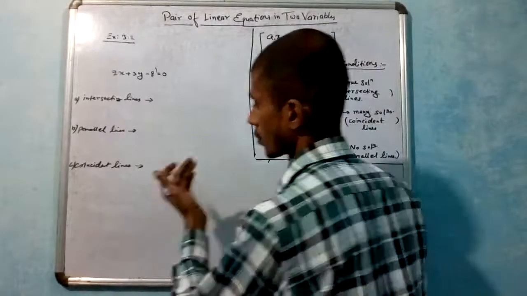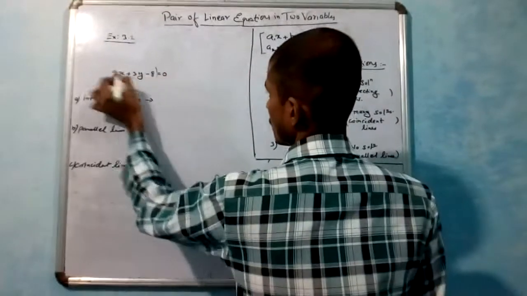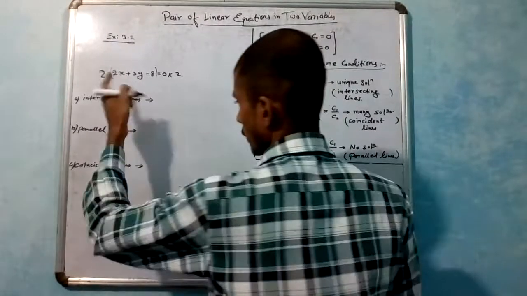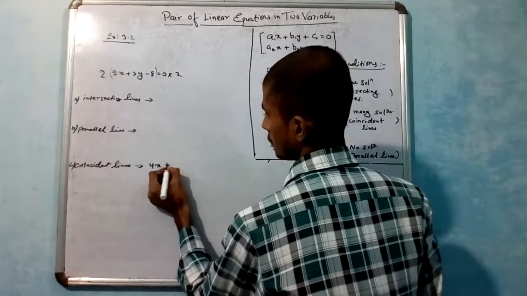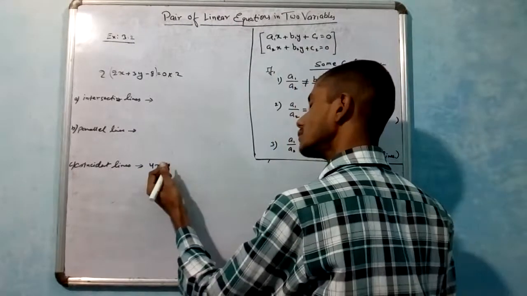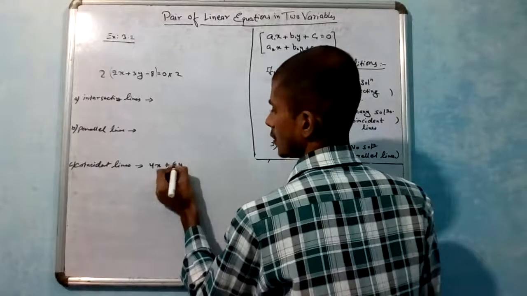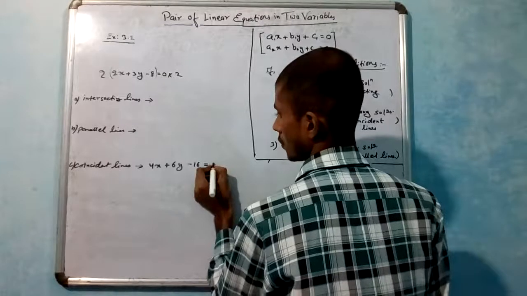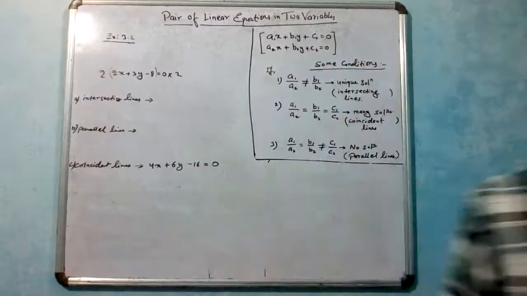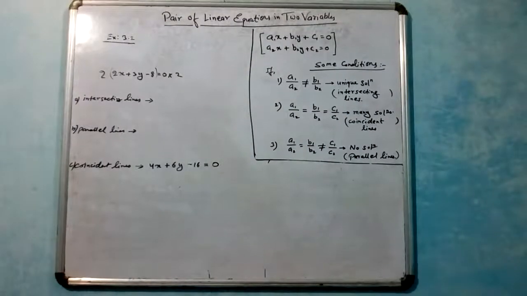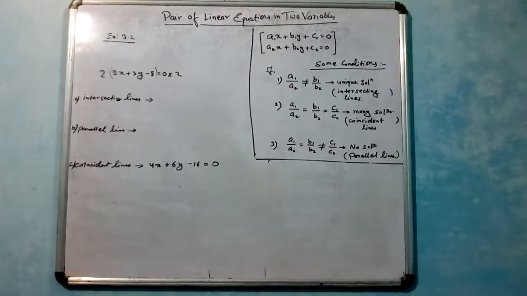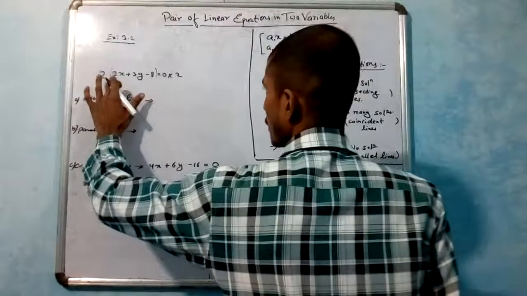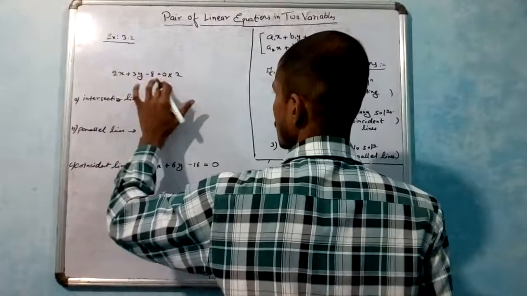So what will we get? 4x plus 6y minus 16 is equal to 0. That is the thing we will get, isn't it? And this is called an equivalent equation. Equivalent equation.